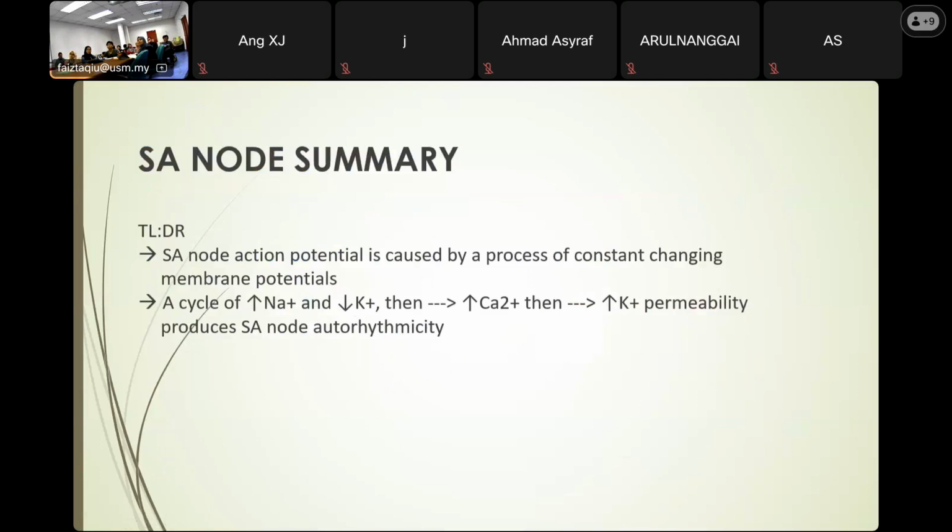So in summary, SA node potential is caused by a process of constantly changing membrane potentials, like I mentioned: sodium, potassium, and calcium. A cycle of increased sodium and decreased potassium first at phase 0, then an influx of calcium in phase 4, phase 0, and phase 3 in potassium permeability. So remember, that's very important. The ionic changes along the way of the cardiac SA node action potential.